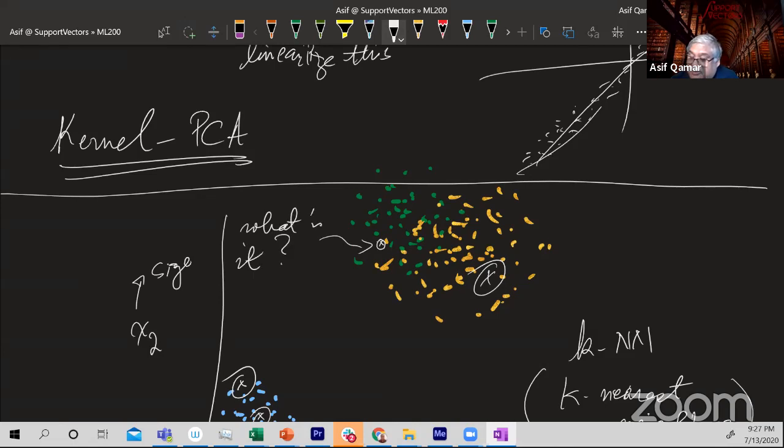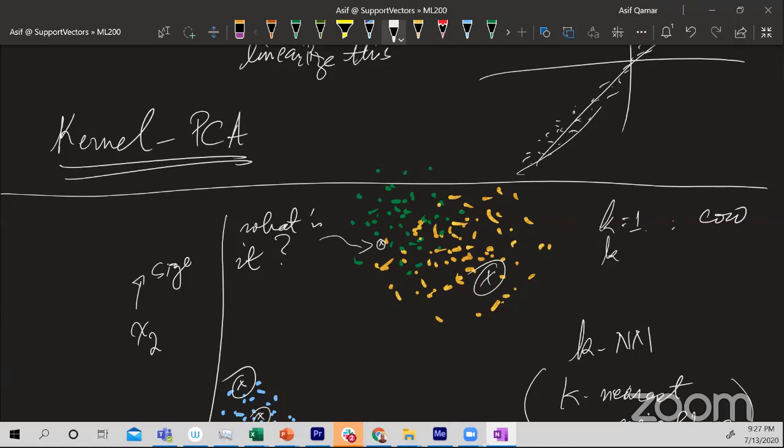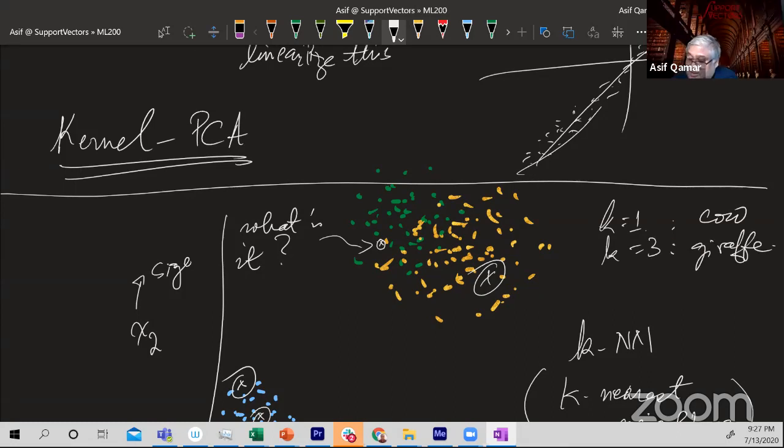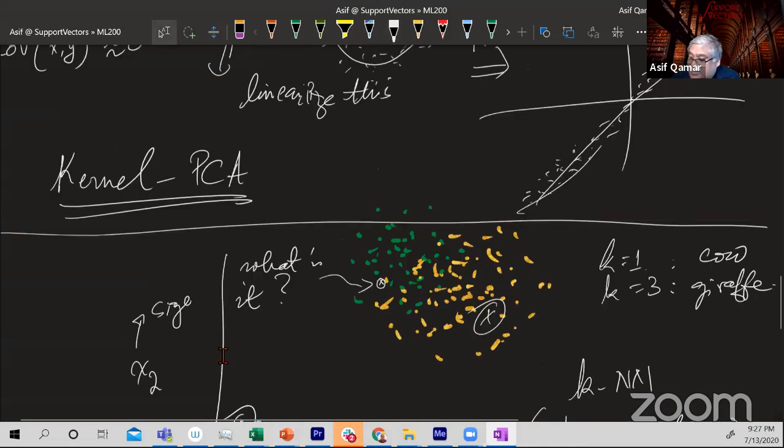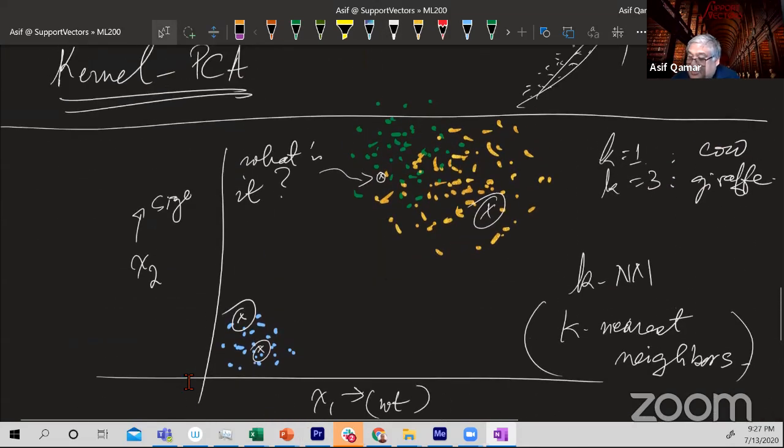Is it a giraffe or is it a cow? If you use K equal to 1, the answer would be a cow. But if you take K equal to, let us say, 3, now you'll say giraffe, isn't it? And let us say that in this particular meadow you have a lot more ducks around. Let's say that in your data set, there are hundreds of ducks.